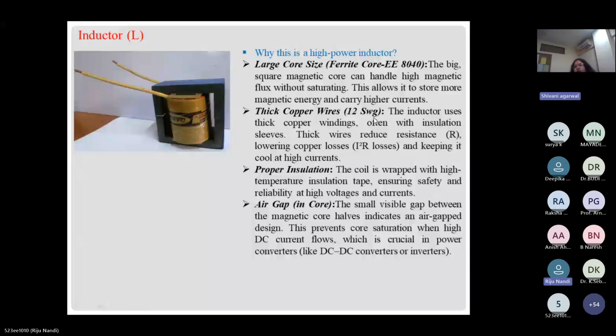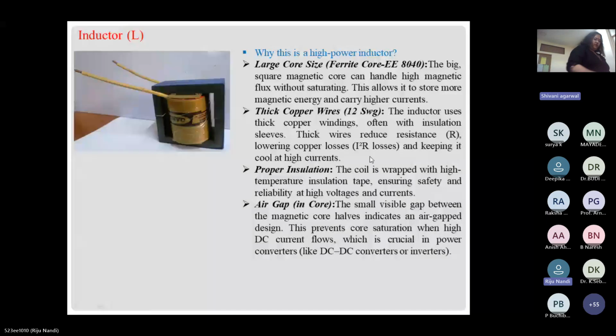It depends on your current. How much current do you want? I have used 12 SWG thick copper wire. The inductor uses thick copper wire winding, often with insulation sleeves. The thick wires reduce resistance, lower copper losses, and keep it cool at high current.